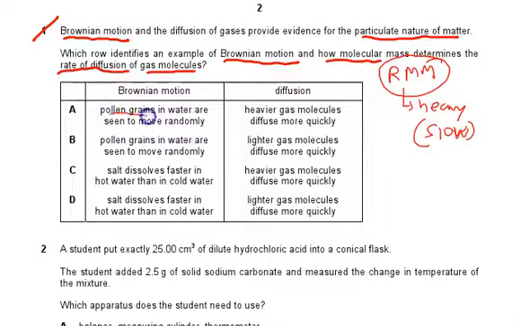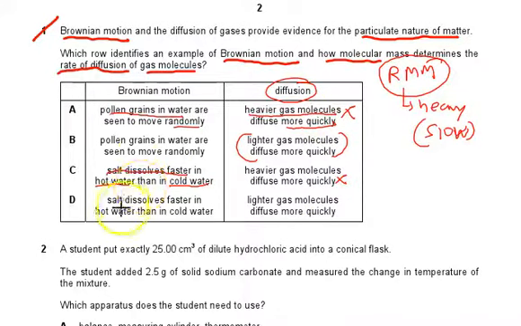Okay, pollen grain in water are seen to move randomly. This is the same for B. And C, salt diffuse faster in hot water than in cold water. This is a rate of diffusion. So they have two examples over here. Let us look at diffusion part. Heavier gas molecule diffuse more quickly. Lighter gas molecules diffuse more quickly. So your answer here should be lighter gas molecules diffuse more quickly. Alright, so this is wrong.